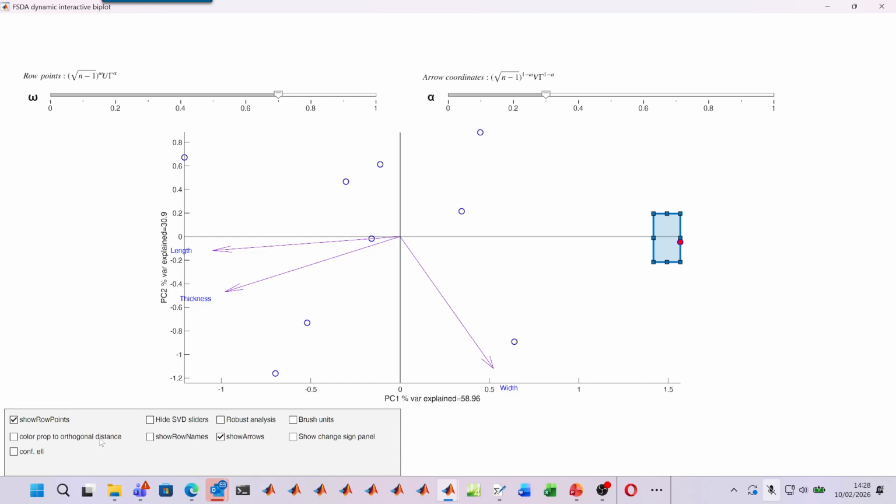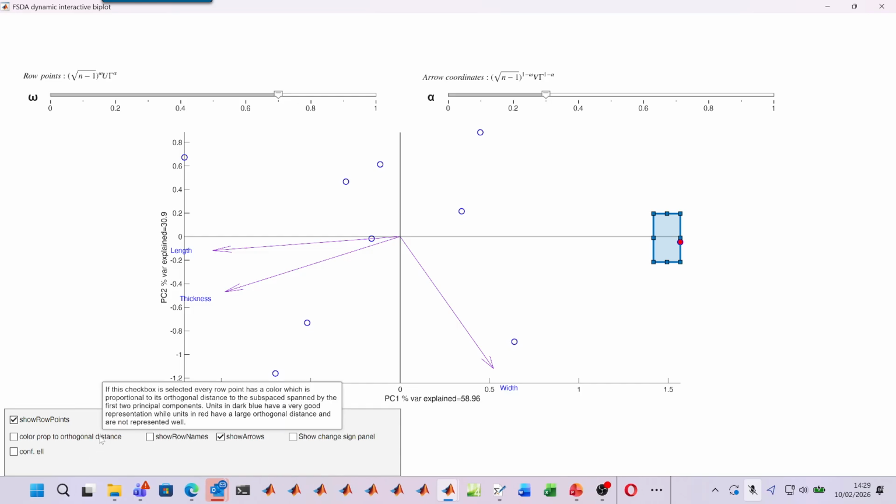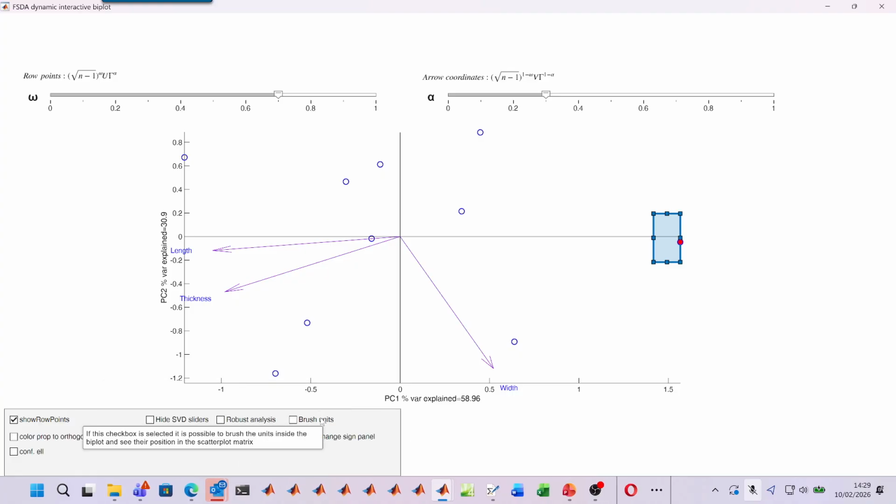If you hover with the mouse, or mouse over, just for those of you who are more technical, there is a data tip, a short explanation of what that particular checkbox is. So if you find something that we forgot to put a data tip on, please do contact me, because everything must be explained.